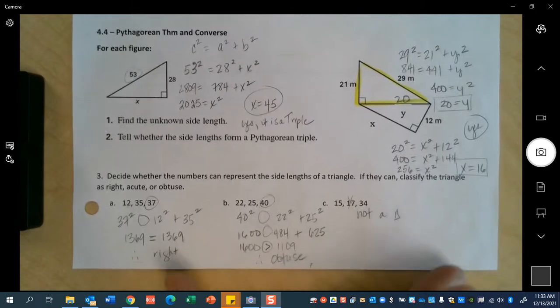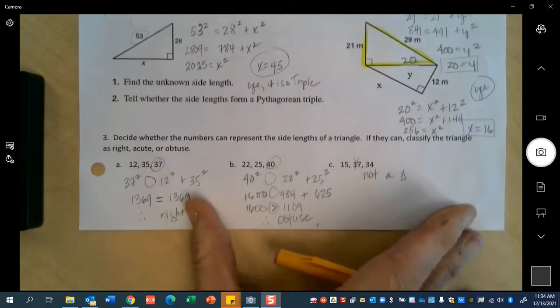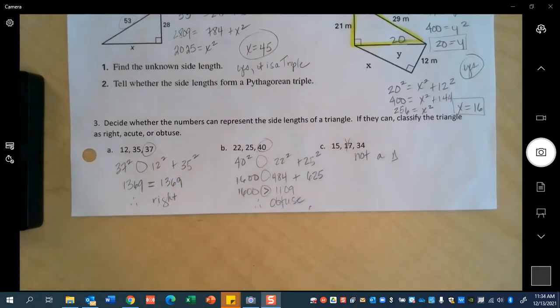Some Pythagoras review, always good for you. And then we can talk about whether or not the numbers can represent the lengths of a triangle. I always find my larger side and I set up my Pythagorean converse. If the sum of my two smaller sides here, 17 and 15, is 34, so that one wasn't even a triangle. But I set it up with my converse, 37 squared, and find the relationship between that and 12 squared plus 35 squared.